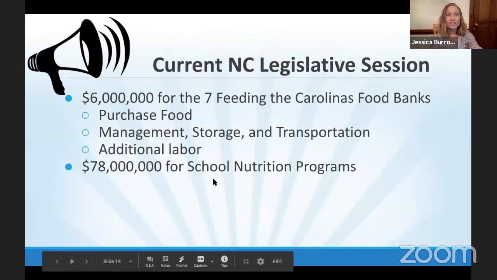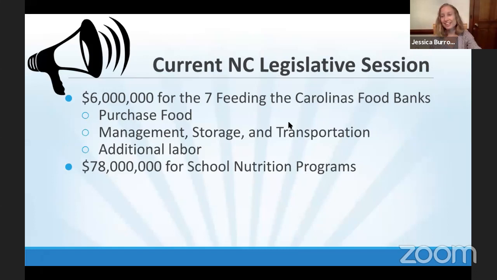Okay, so the current North Carolina legislative session. Matt stole my thunder there when he announced it already, but I'll say it again. It looks like the session is moving quickly, and the House, Senate, and the governor have agreed for the most part on $6 million for the seven Feeding the Carolinas food banks in North Carolina and $78 million for school nutrition programs. I just want to note that they're still working on a compromise, so we may see some movement in these numbers.